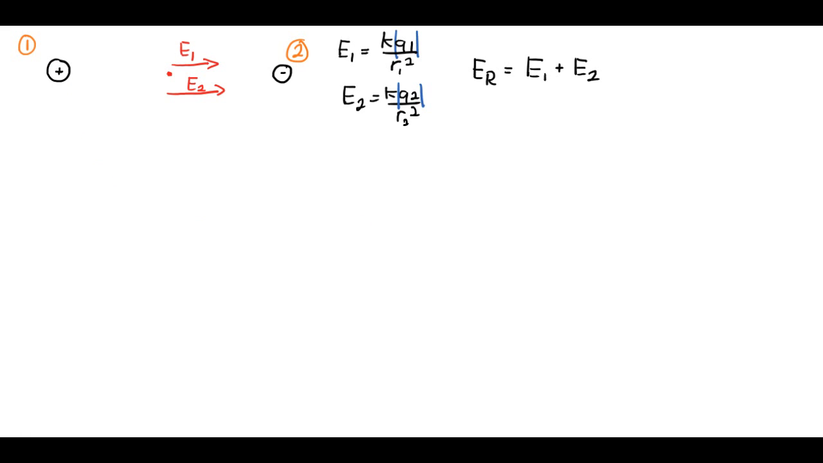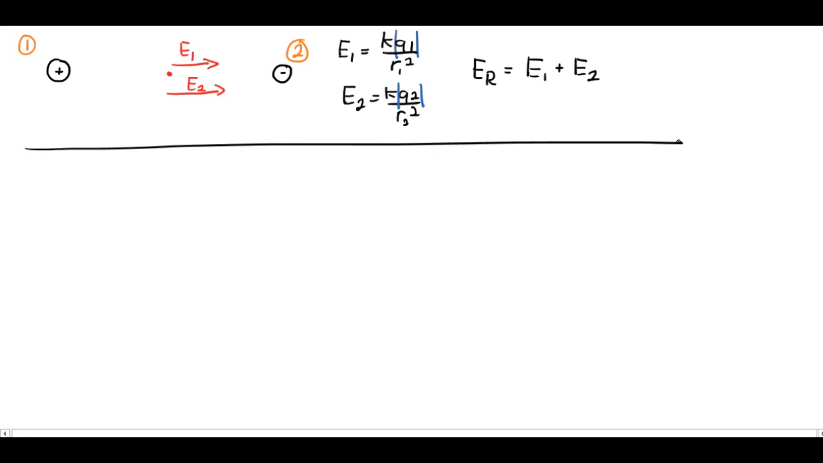The last thing we'll talk about is electric field lines. We've kind of mentioned them briefly, but now we're going to talk about them in a little bit more depth and how they interact with each other when we have multiple objects.